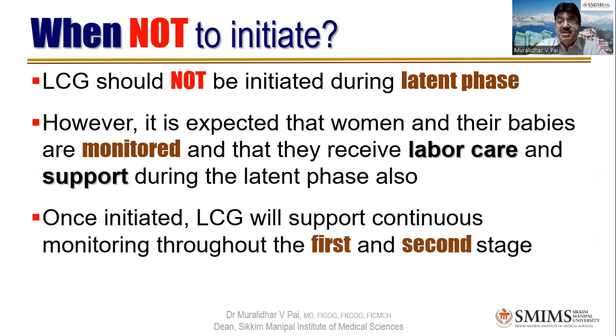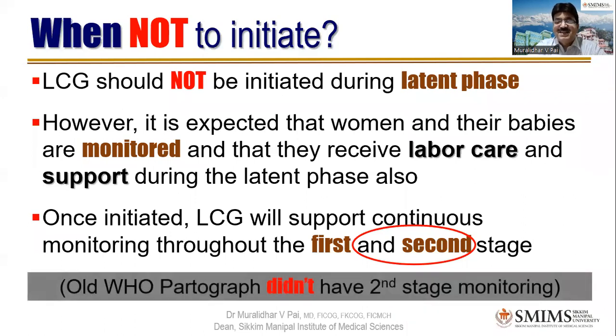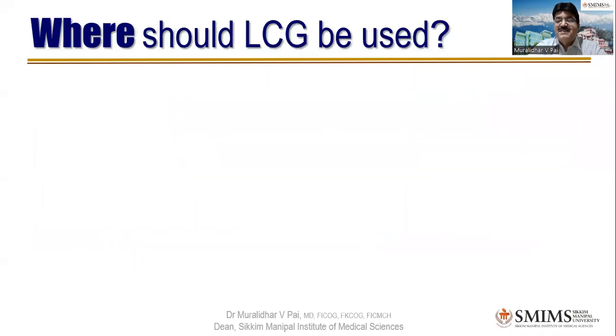Once initiated, labor care guide will support continuous monitoring throughout the first and second stage. So once she is 5 centimeters, it is close monitoring, continuous monitoring, both in first and second stage. And second stage, I'm underlining that, or I'm circling that, because the old Partograph didn't have second stage monitoring.